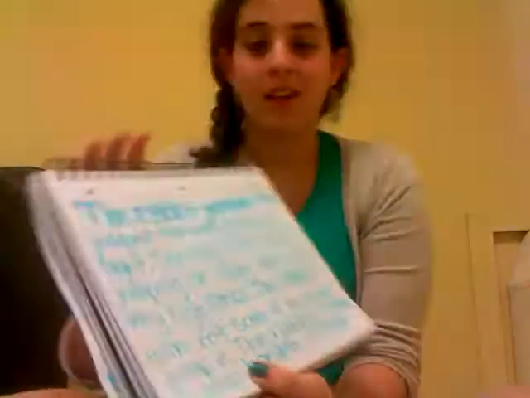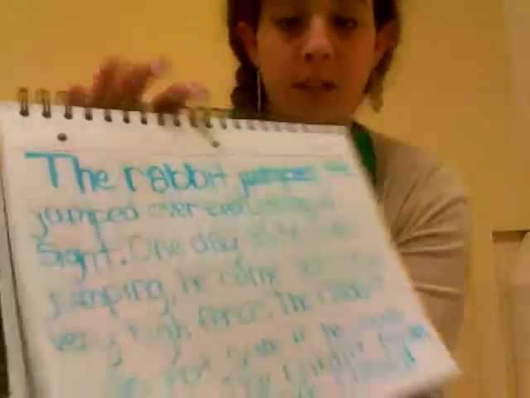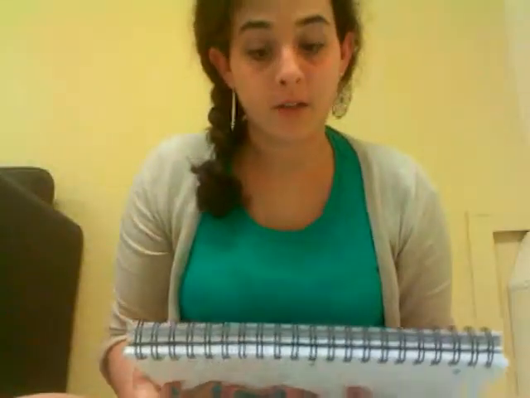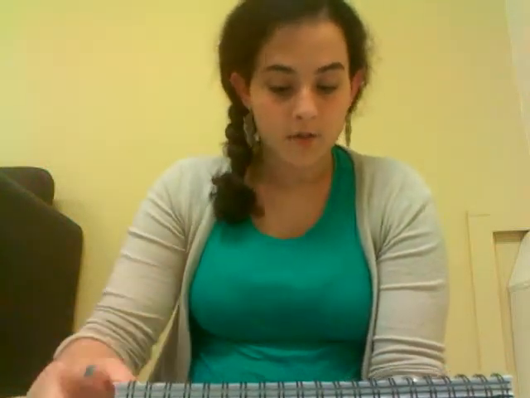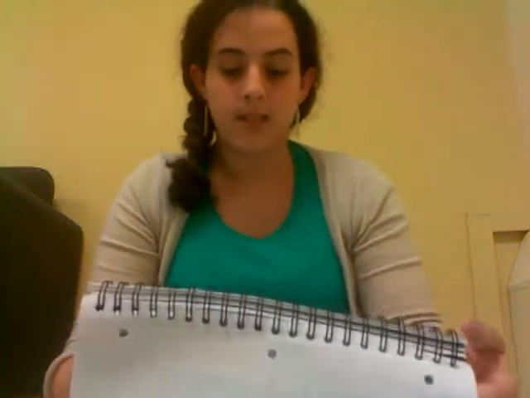Now that I have rewritten my story, I'll read it to you and then show you a closer look and see if I have written it correctly. The rabbit jumped. He jumped over everything in sight. One day, as he was jumping, he came across a very high fence. The rabbit was not sure if he could jump it. The rabbit took a deep breath, closed his eyes, and jumped as high as he could. When he landed, he opened his eyes, looked behind him to see that he had made the jump.